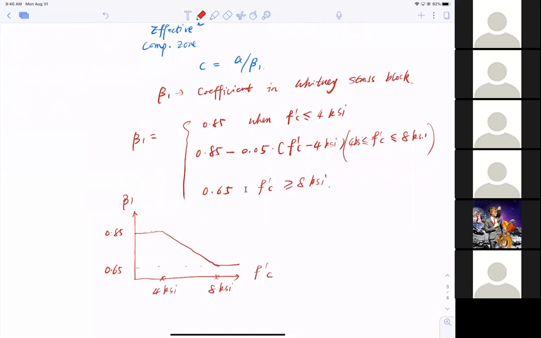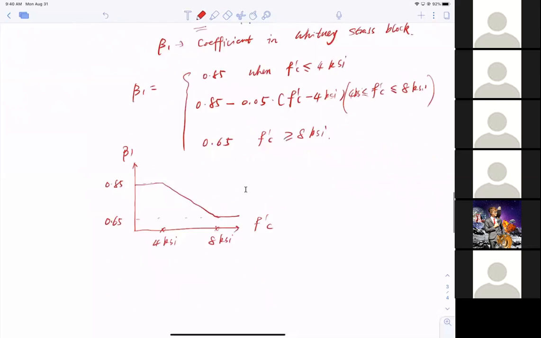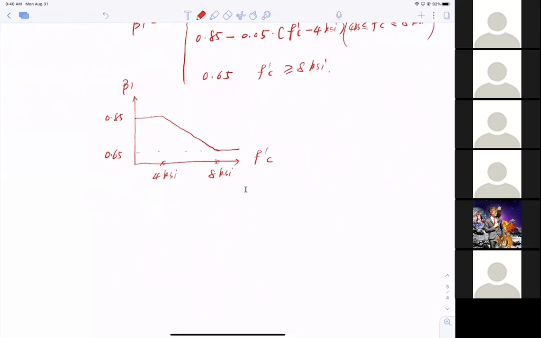So why do I care about beta 1? Because I need to compute my actual compressive zone C here. Why do I need the actual compressive zone, you may ask? Go back to the strain diagram. I have my strain diagram, it looks like this. The top is concrete strain, epsilon cu. My actual compressive zone C here is a divided by beta 1, don't forget. And my steel is right here.